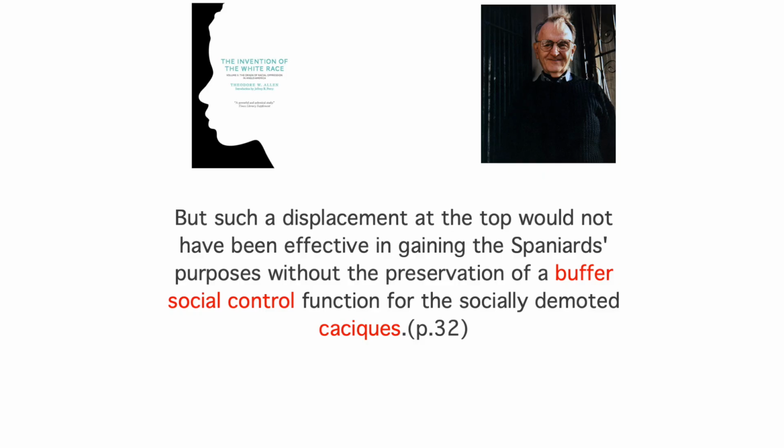But I want you to pay attention to what they did and why they did it. Now, here we go. But such a displacement at the top would not have been effective in gaining the Spaniards' purposes without the preservation of a buffer social control function for the socially demoted caciques, meaning they didn't completely get rid of all of the old ruling class.